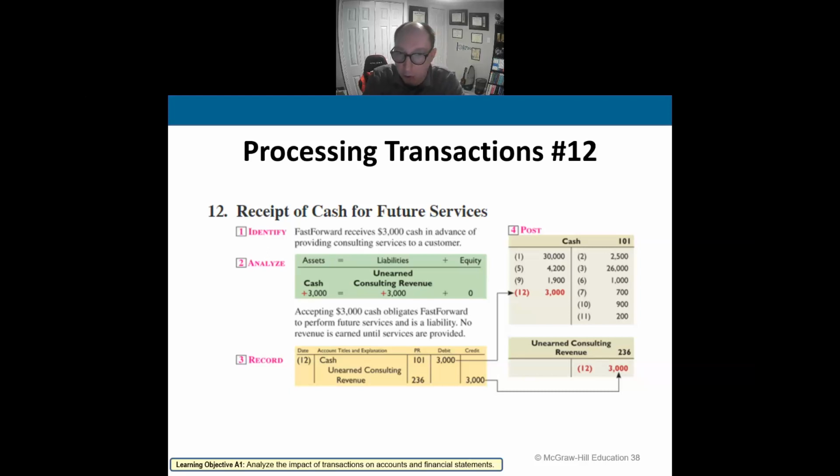So I'm receiving cash, and I'm going to increase my unearned revenue, which is a liability account. So I debit cash, and I credit unearned revenue. I post that to my ledger accounts.